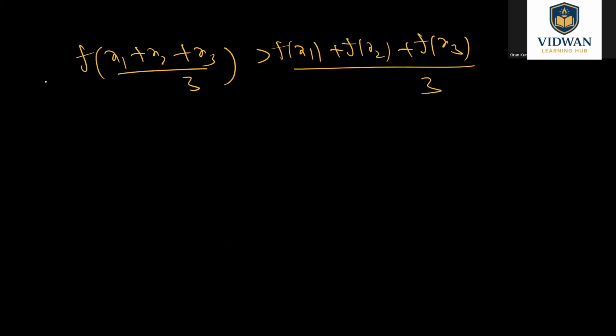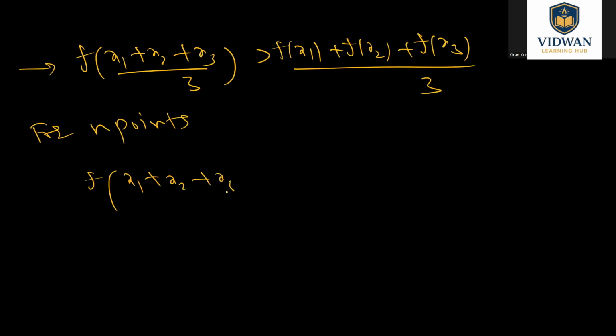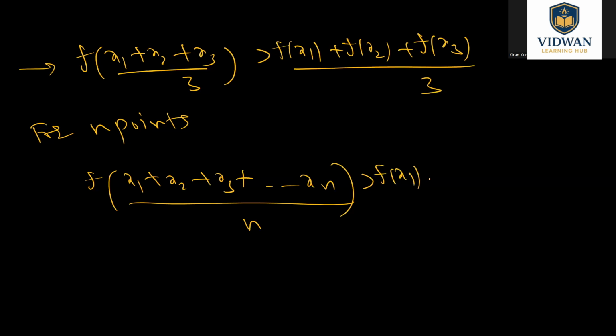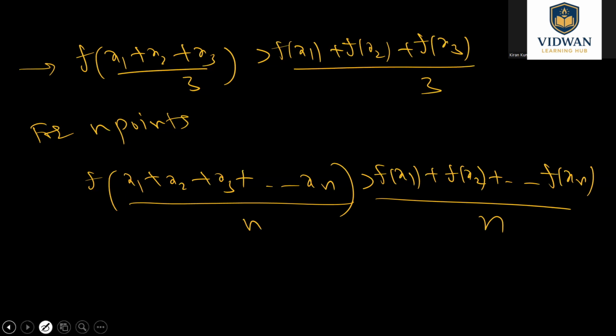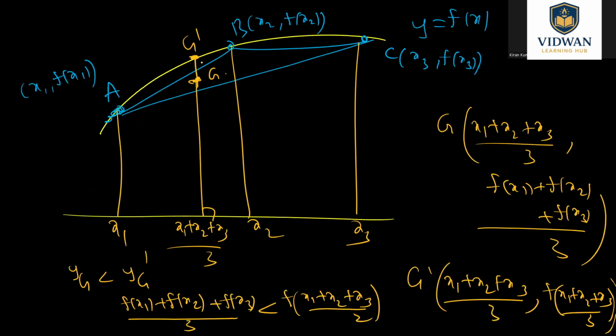And for n points, I just showed with 2 points and 3 points. For n points, what would be the result? f of x1 plus x2 plus x3 up to xn by n will be greater than f of x1 plus f of x2 up to f of xn by n. This generalized result you can remember. And you can put the equal to sign when they coincide. For example, if ABC coincide, G and G dash will coincide, then you can put equal to. Otherwise, it's only less than or greater than. This is 3 here, not 2.